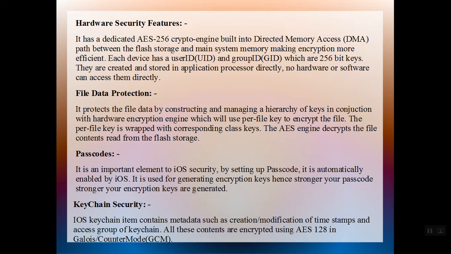What is keychain security? An iOS keychain item contains metadata such as creation or modification timestamps and the access group of the keychain. All these contents are encrypted using AES-128 in Galois/Counter Mode (GCM).